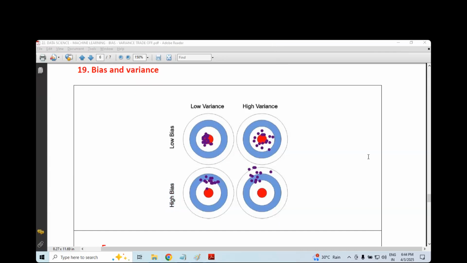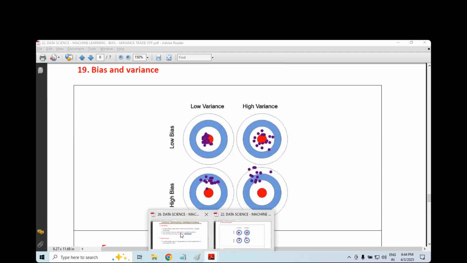Can you please explain again what is meant by bias? Karthik Sarji, we have a separate discussion, so I will explain. But anyway, I'm talking about underfitting and overfitting now.